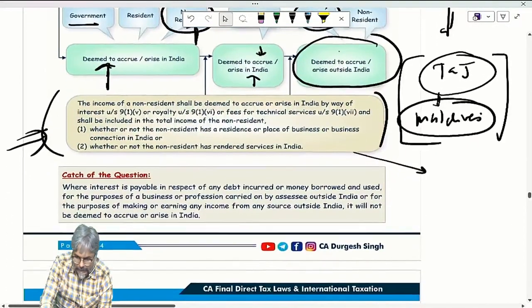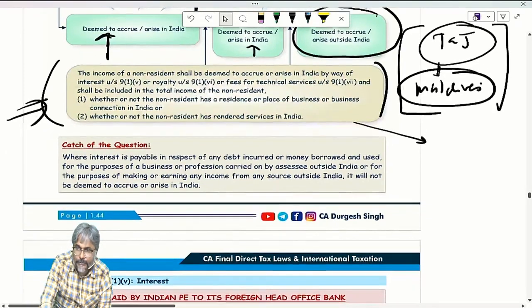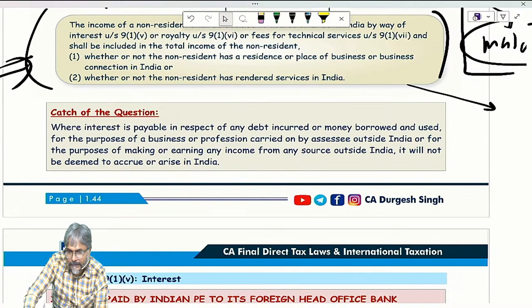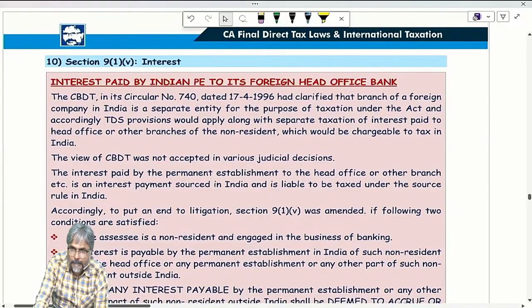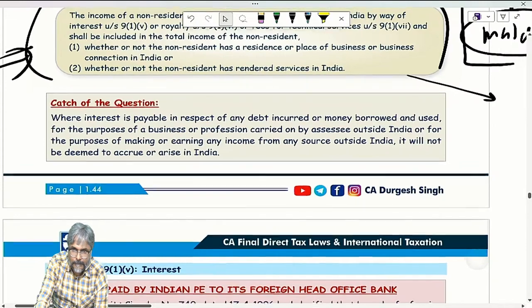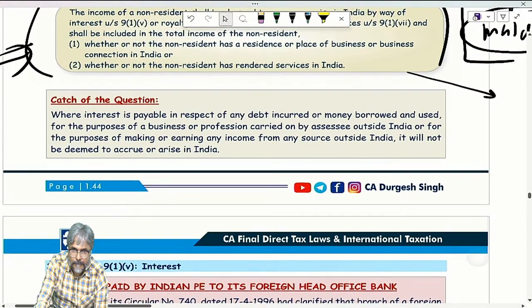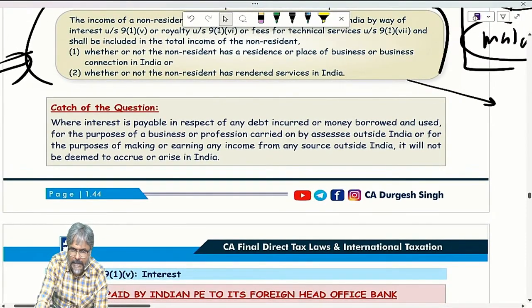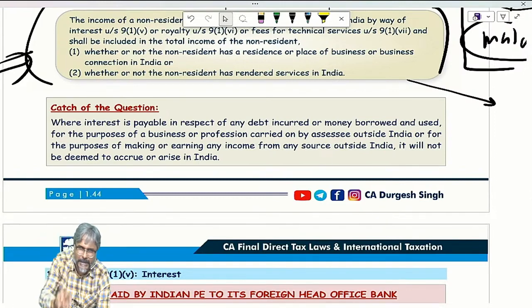So friends, over here now, see the catch of the question, one of the questions in the exam. A small question was asked in the exam, so I have put across the catch of the question. Isn't it? So that is already explained, self-explanatory. We have done this one. This was one of the questions that was targeted in the examination. So instead of putting a question, I have put across a catch of the question.